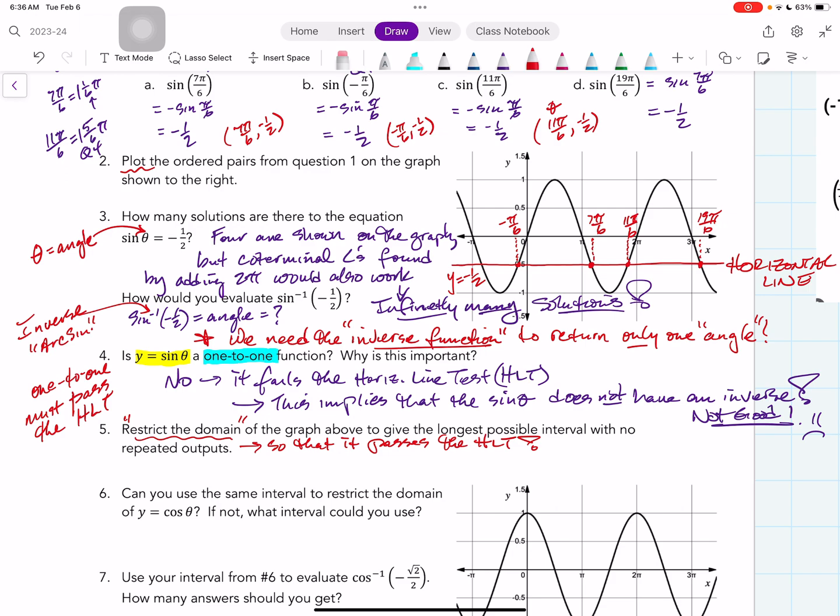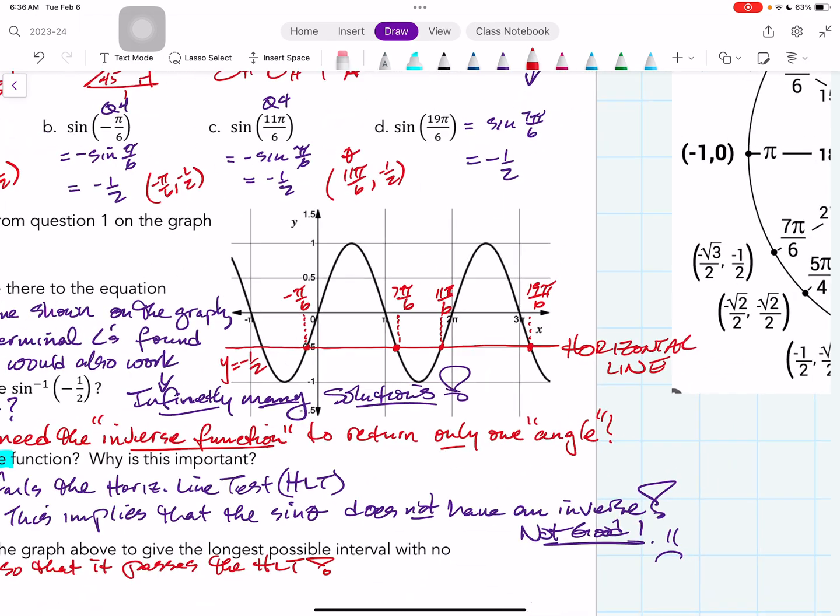Okay, so how can we do that? So let's look at the graph right here. What portion of the graph, and it says the longest possible interval, not the shortest, but the longest. So what portion of the graph can we take so that it passes the horizontal line test?